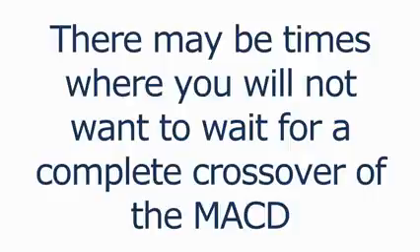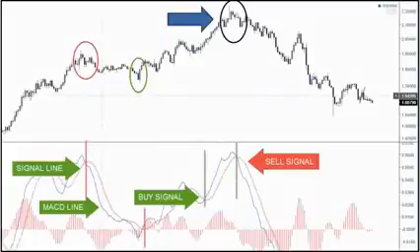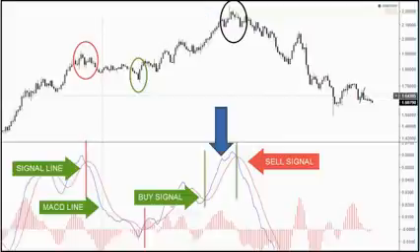And we talked about the fast line being a proxy for momentum, and there may be times where we will not want to wait for a complete crossover of the MACD to take a trade. So I want to draw your attention to the black round circle at the top of the chart. Here's a pin bar, and it formed after a run-up in price. Also notice the separation in the MACD indicator as price approaches the same region of previous resistance that's not really seen on this chart. And it shows decent momentum in this market.